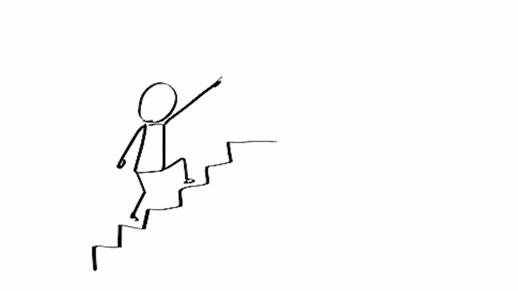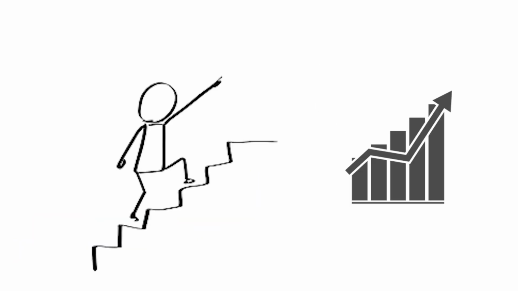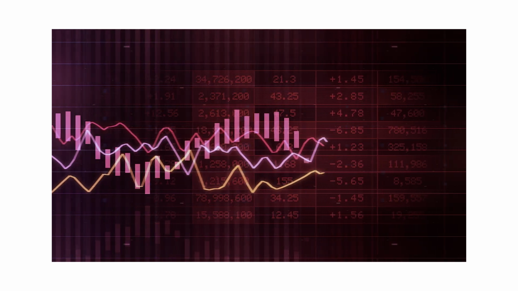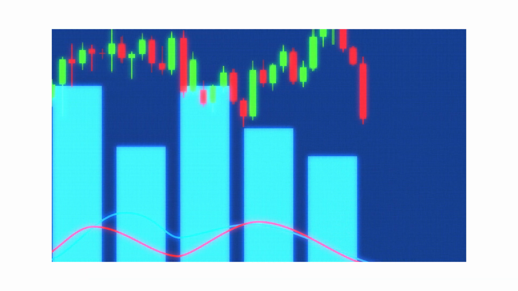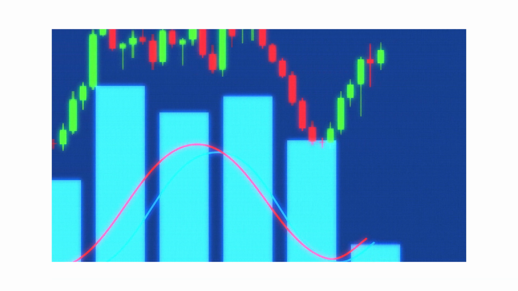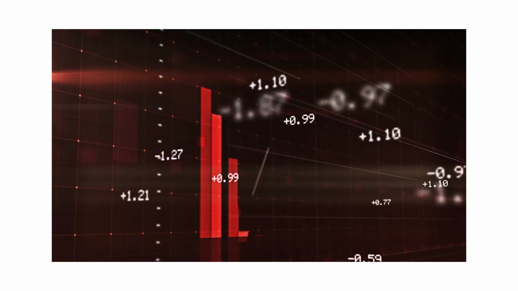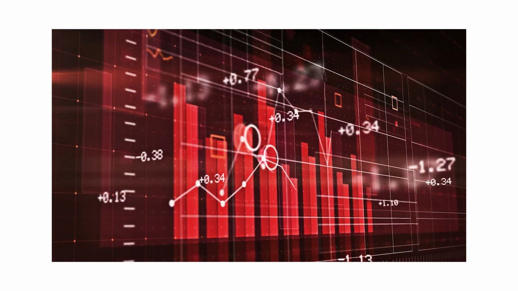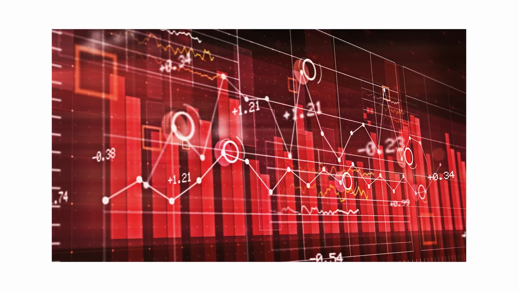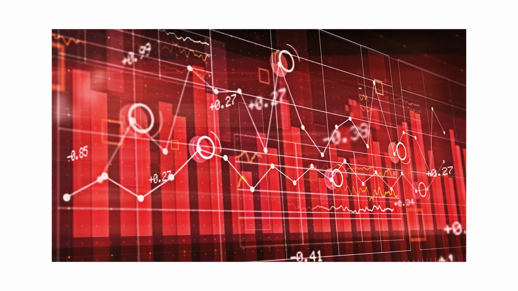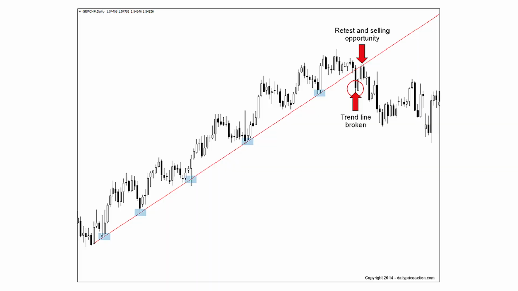An uptrend means the stock is making stairs going up. Each time it drops, it doesn't drop as low as before. Each time it climbs higher than before. It's literally making a staircase pointing up. A downtrend means the stock is making stairs going down. Each time it climbs, it doesn't climb as high as before. Each time it drops lower than before. Staircase pointing down. Trend lines are just lines you draw connecting those stairs.